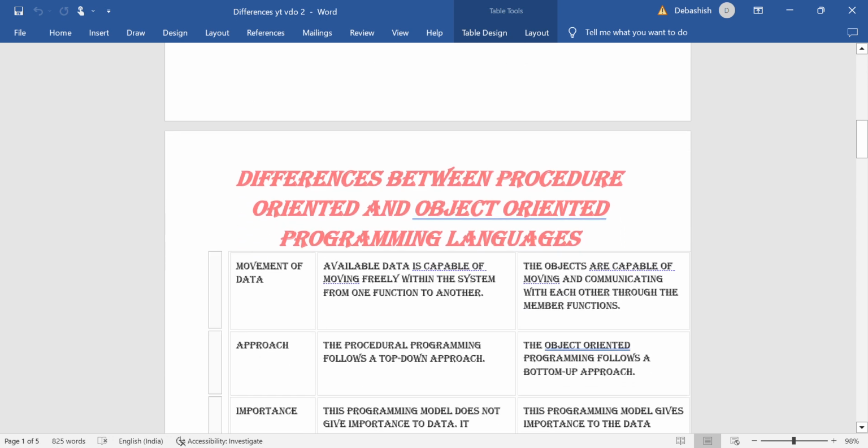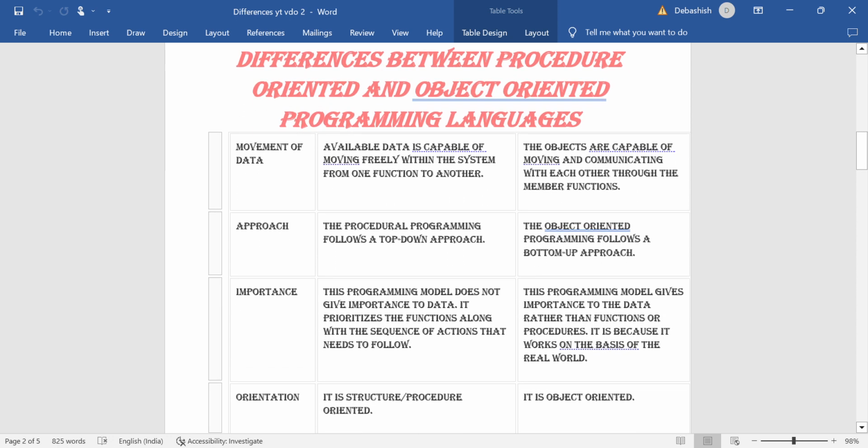The movement of data. Available data in procedure-oriented programming is capable of moving freely within the system from one function to another, while objects in object-oriented programming language are capable of moving and communicating with each other through the member functions. The approach. Procedural programming follows a top-down approach, while object-oriented programming follows a bottom-up approach.